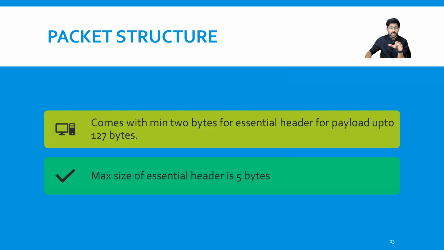The next important thing is the packet structure. What is the header size, maximum payload, and all these things come inside the packet structure. How data flows from client to broker, and broker to client, and what packets are exchanged for different qualities of service, is all mentioned inside the packet structure. A very important aspect of the MQTT protocol is that it comes with a minimum of 2 bytes for the essential header, for payload up to 127 bytes.